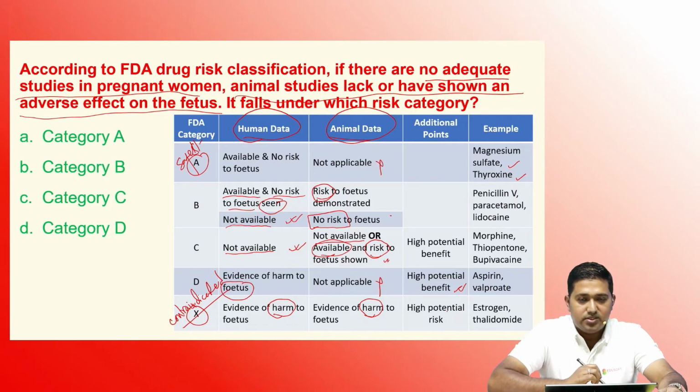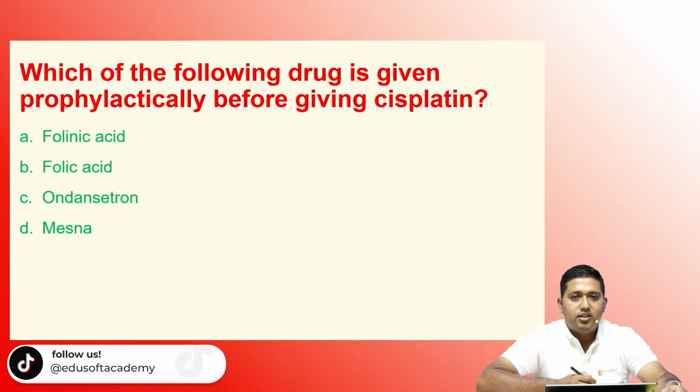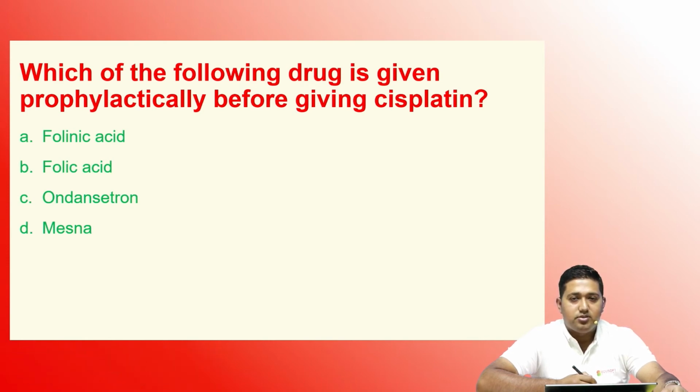So let's move towards our next question. Our next question is, which of the following drugs is given prophylactically before giving cisplatin? Cisplatin is an anti-cancer drug, and as we all know, anti-cancer drugs are very notorious for their adverse drug reactions. Some of the adverse drug reactions are so severe that they cause dose limitation. You cannot go for a higher dose of those anti-cancer drugs.